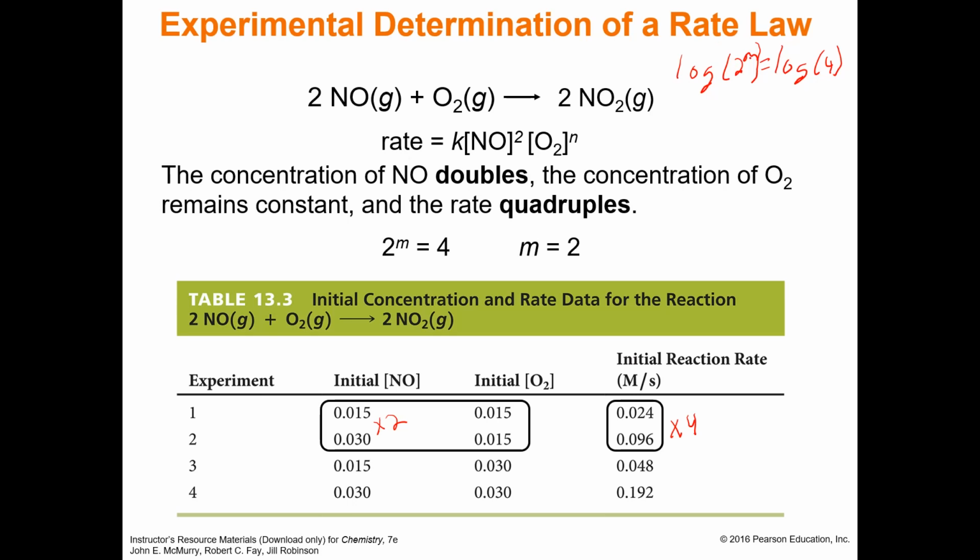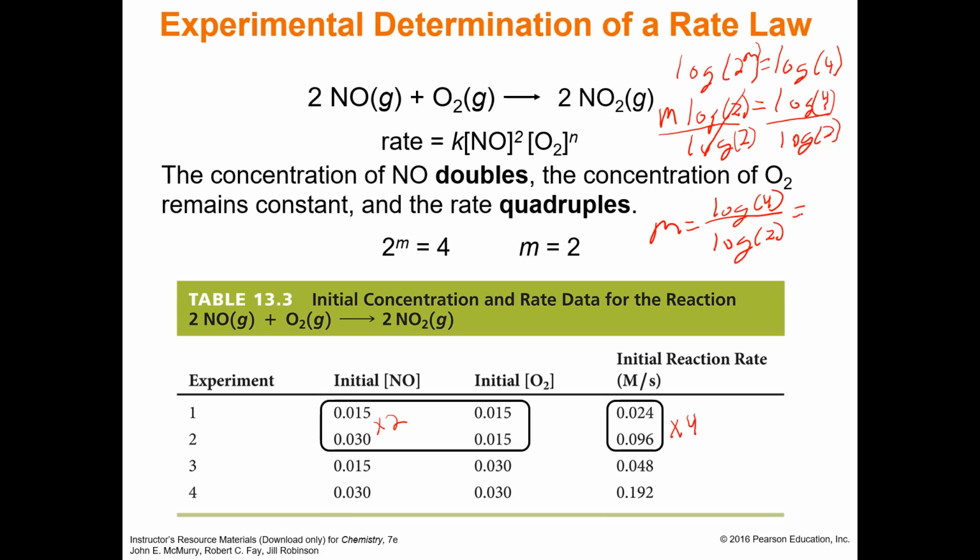Now when we do logs, there's a rule with logs that exponents can come out front and be multiplied. So we would get m log of 2 equals log of 4. And then we divide both sides by log of 2 to get m by itself. So m is equal to the log of 4 divided by the log of 2. So log 4 divided by log 2, if you put that into your calculator, gives you 2.